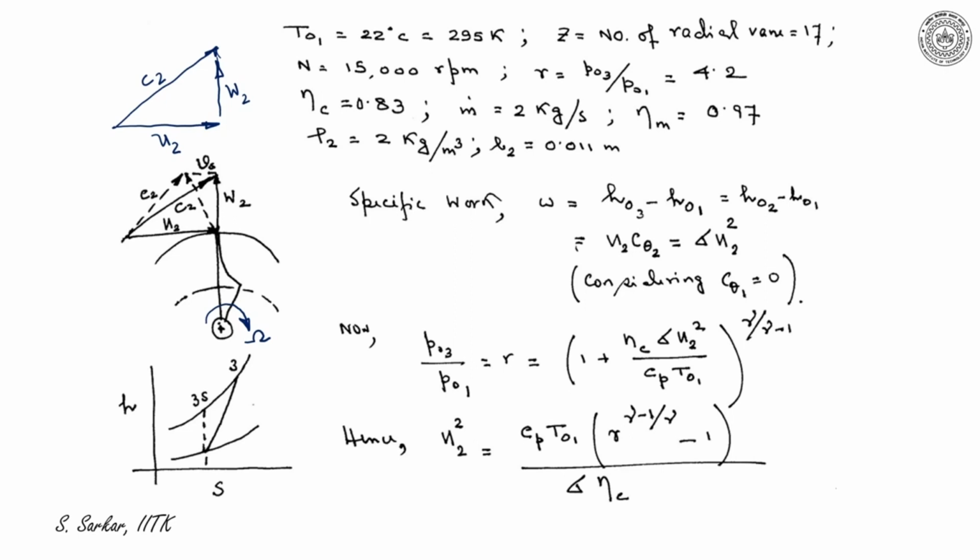Now because of slip, W2 will slip back. So maybe slip velocity is Vs. Now if I draw the velocity triangle by red, which represents the slip, this is W2 dash. This will be W2 dash. This will be C2 dash.